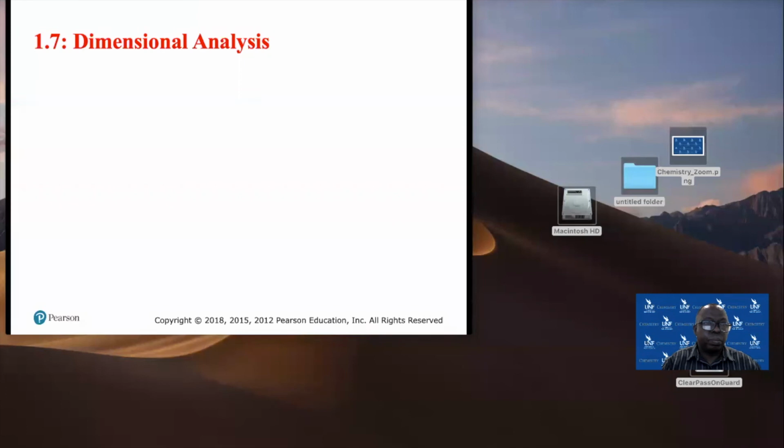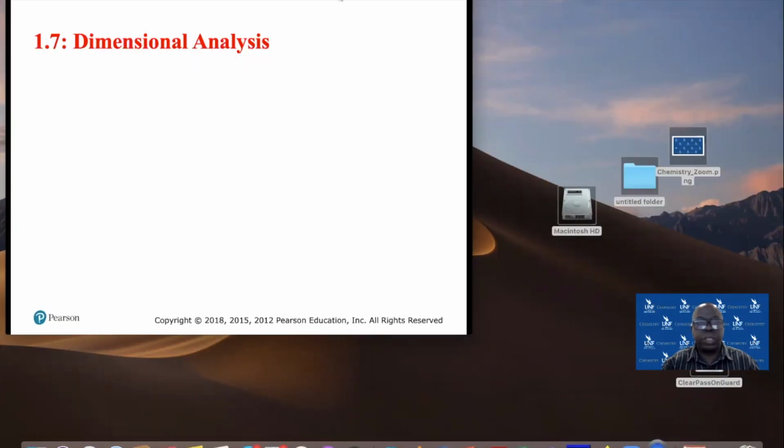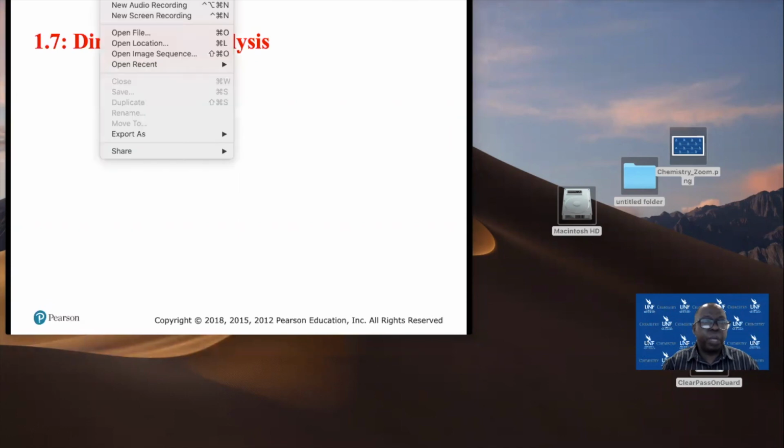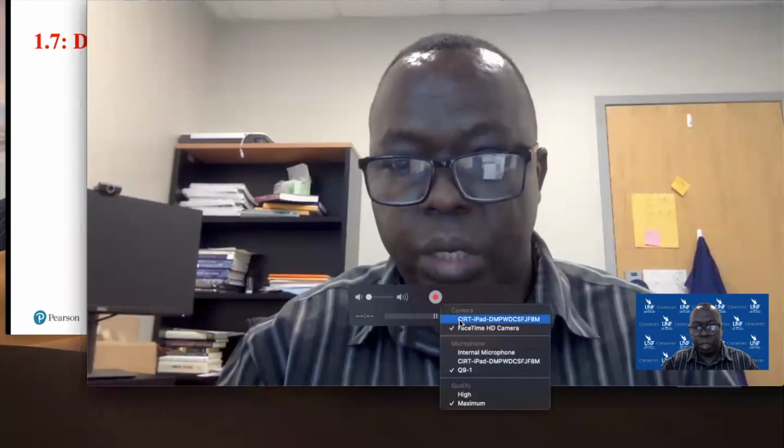I'm still trying to see if I can synchronize my whiteboard with the iPad, to show you how factor label method works. Let me try one more time, see if it will pick up. No, it doesn't work. Let's see, right here.